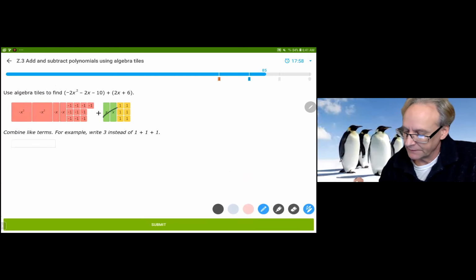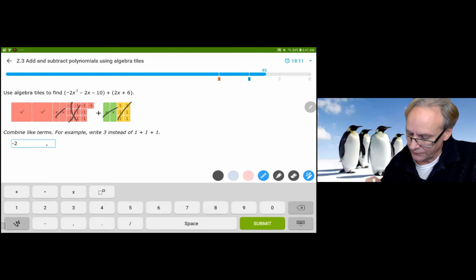Looks like these x's are going to cancel with these negative x's, and these 6 ones are going to cancel with 6 of these, which leaves me with 4 negatives. So I have negative 2x squareds, and I've got minus 4. There we go.